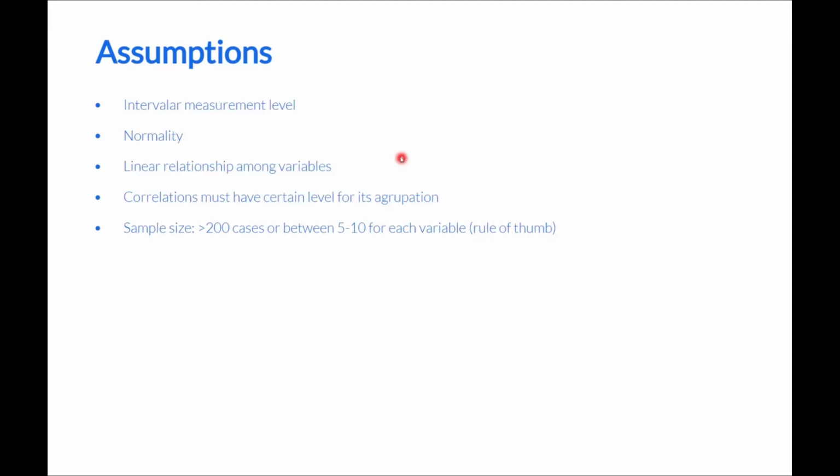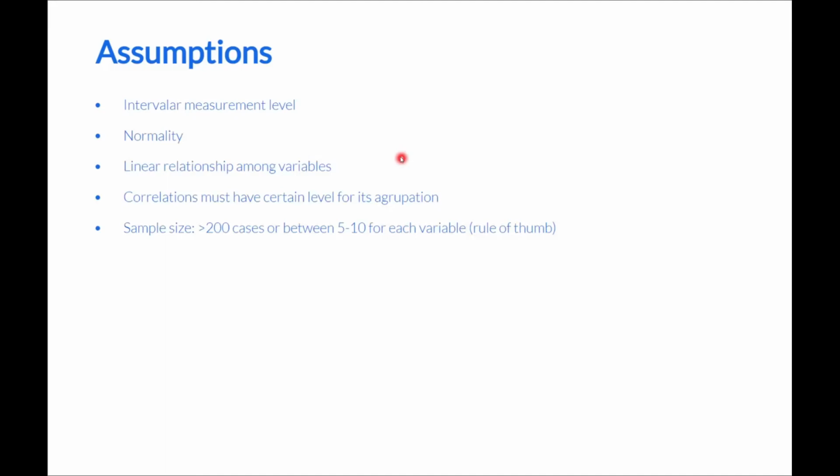Normality of the indicators is very hard to get, and sometimes we can make some corrections when we don't have this kind of assumption. Linear relation among variables is a very important assumption in this approach. The correlation or association among variables must have a certain level in order to make their aggregation.